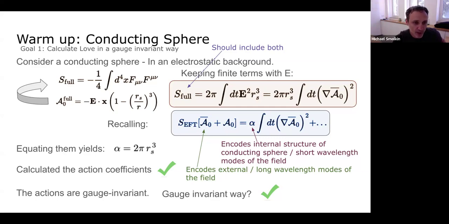So what you calculate is a gauge invariant action in terms of gauge invariant external fields, electric and magnetic fields. In the case of gravity, these external electric and magnetic fields are replaced by external curvature. So the background will be curved, and the external curvature is again a gauge invariant quantity because it's curvature.